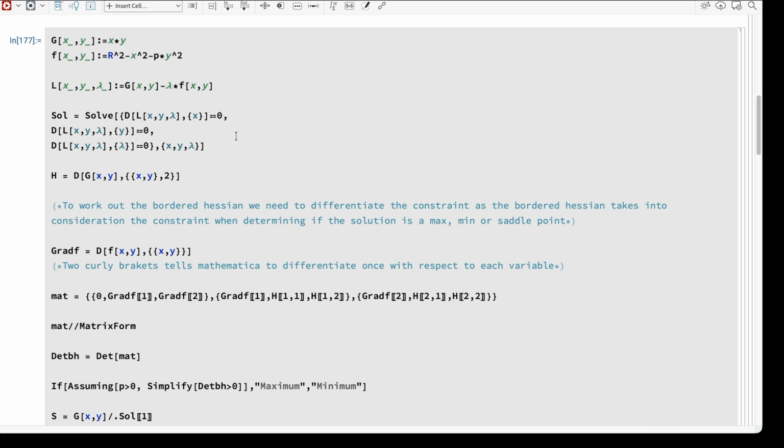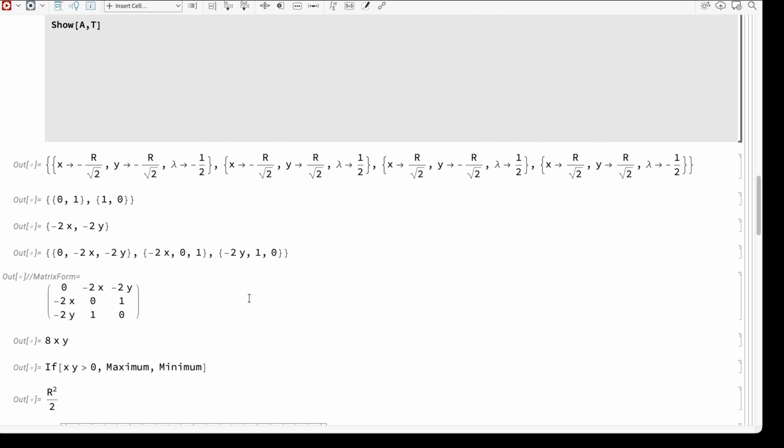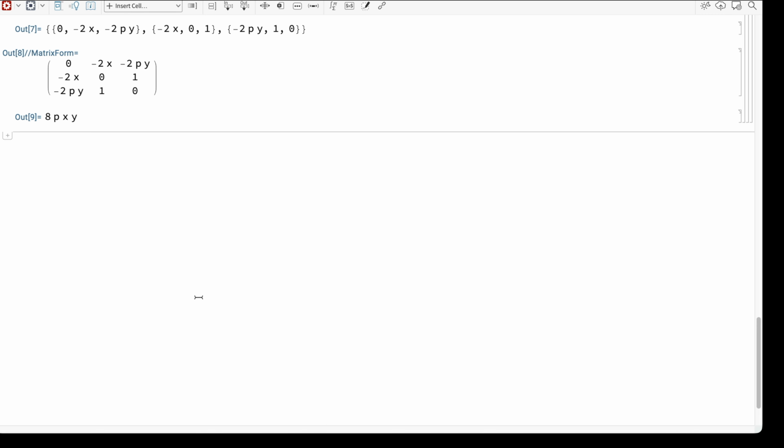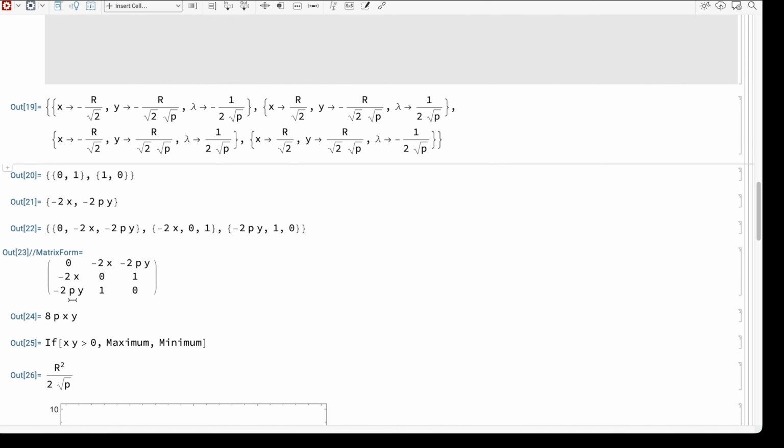So shift enter again, we can see that we have x is equal to minus r root 2, y is equal to minus r root 2 root p, and then lambda is equal to minus 1 over 2 root p, which is what we saw when we did the question manually, and we have our other four solutions. If we now look at the determinant of the bordered Hessian, it is 8pxy.